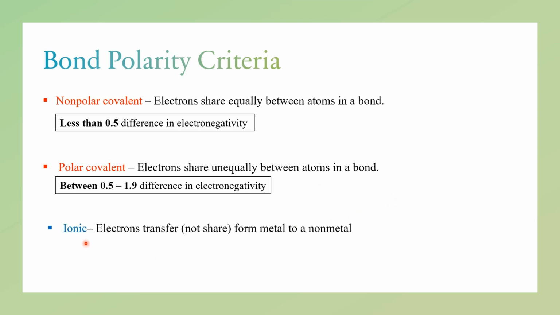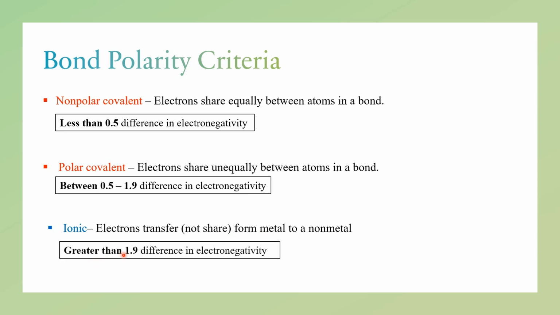Ionic bond. Ionic means no longer sharing electrons. This is transfer of electrons from metal to non-metal. If the electronegativity difference between atoms is greater than 1.9, then the bond is ionic, not covalent. So these are the guidelines or criteria to determine bond polarity, whether they are non-polar covalent, polar covalent or ionic.